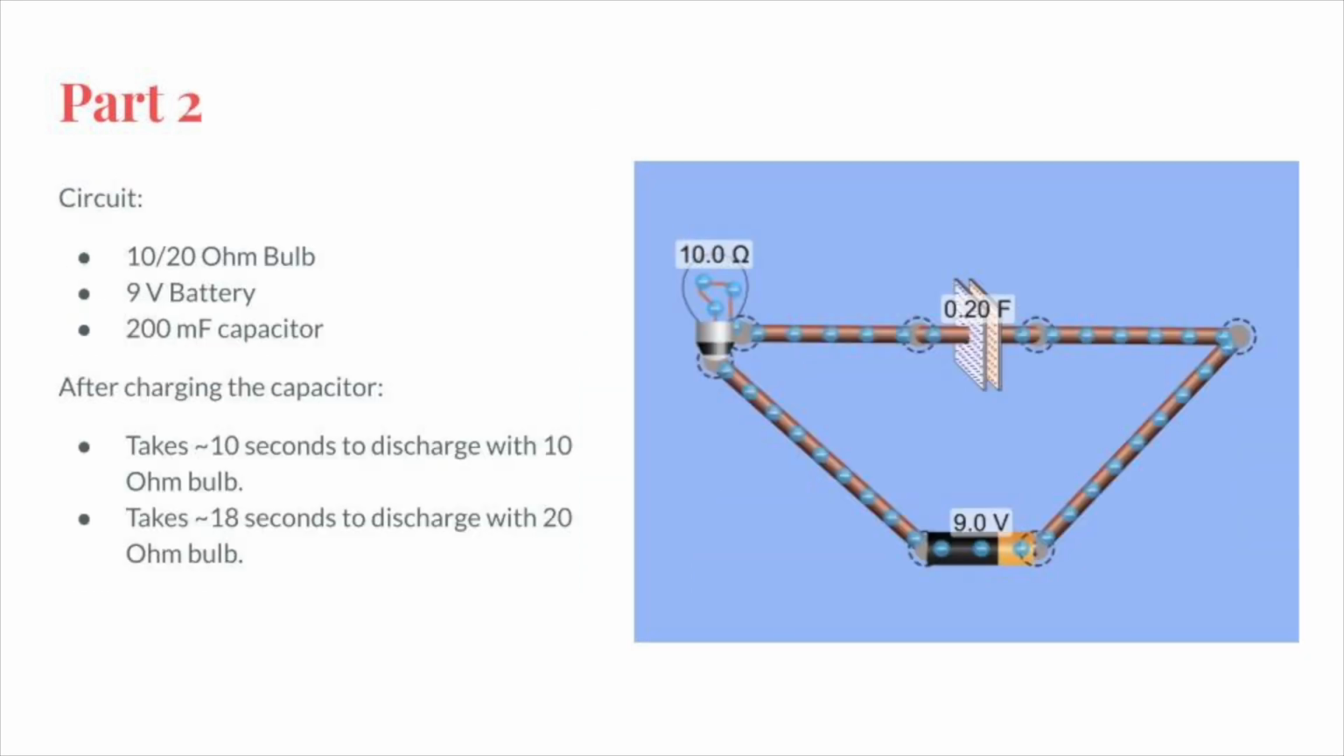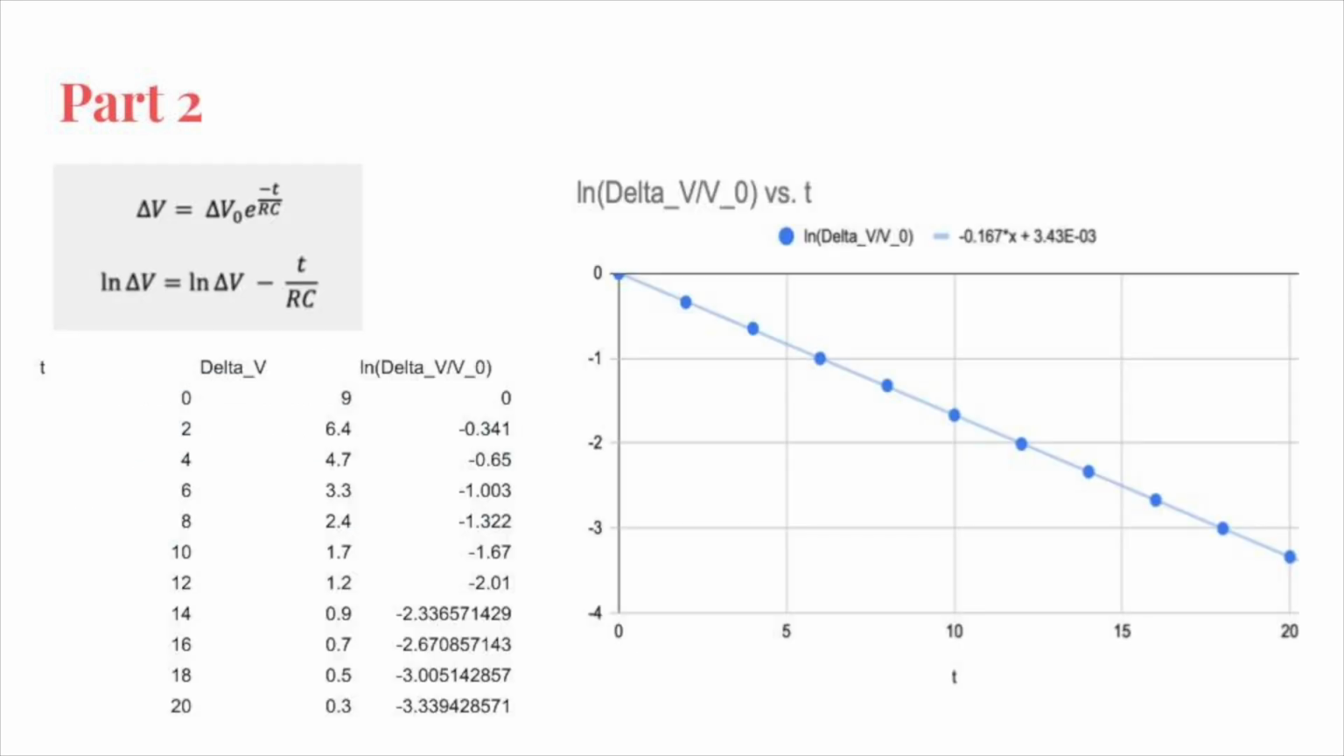In part 2 of the lab, we charged a capacitor of 200 microfarads using different bulbs. When the 10 ohm bulb is used, the capacitor takes around 10 seconds to discharge once disconnected from the battery, while it takes around 18 seconds to discharge with the 20 ohm bulb, both of which are very similar to the theoretical values. Using the formulas shown on the left, data for delta V and the natural log of delta V over the original voltage is shown here, with a perfectly linear trend as described on the graph on the right, resulting when graphed against time.